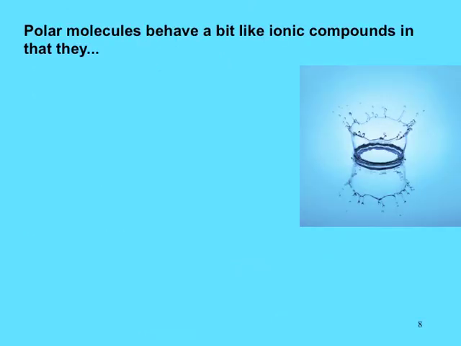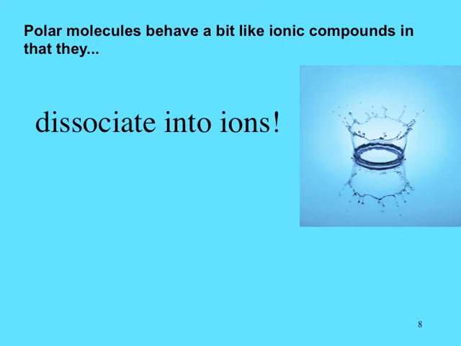All right, so polar molecules behave a bit like ionic compounds in that when they're put into water, now we're talking about water, they dissociate into ions. Dissociate meaning they break apart. So water dissociates or yields hydrogen ions, which is the H+, and hydroxide ions, which is the OH-.